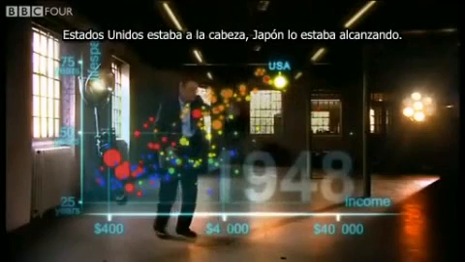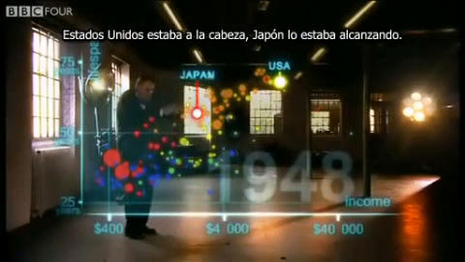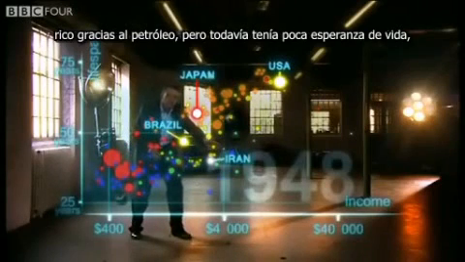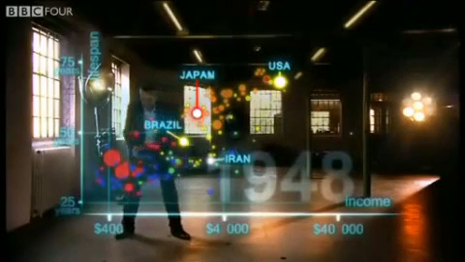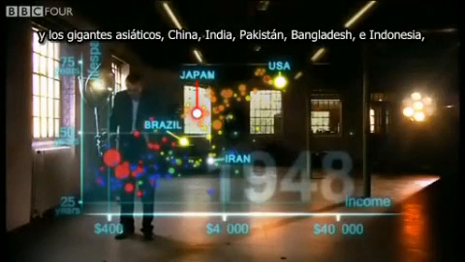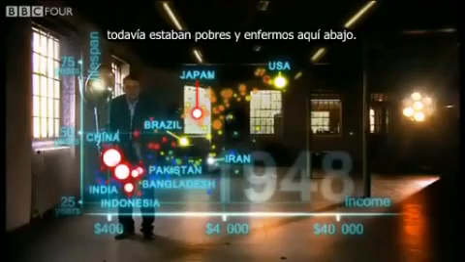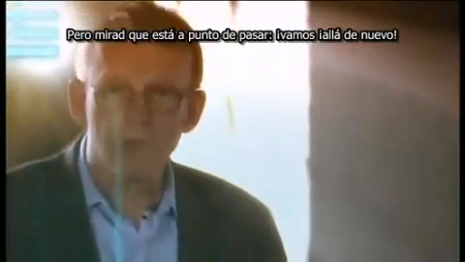The United States was in the front, Japan was catching up, Brazil was way behind, Iran was getting a little richer from oil, but still had short lives. And the Asian giants, China, India, Pakistan, Bangladesh and Indonesia, they were still poor and sick down here. But look what is about to happen.